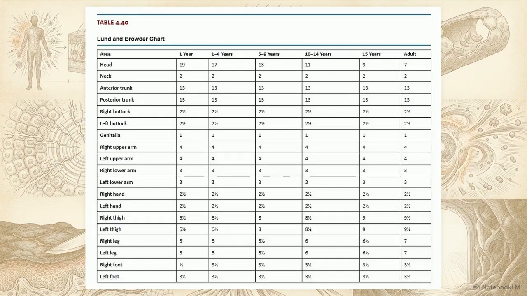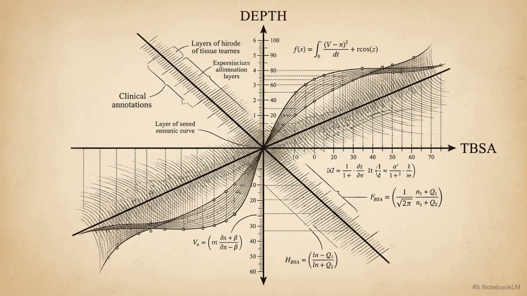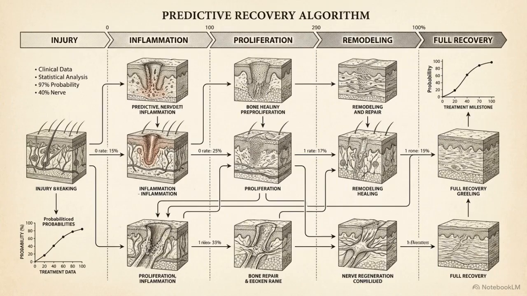This Lund and Browder chart provides the mathematical precision required for specialized care. This is an absolute necessity for pediatric patients. As a child ages, the surface area proportions of their head and legs change significantly, requiring exact mathematical compensation to avoid lethal miscalculations. By intersecting the depth grading with the precise TBSA percentage, the clinical team locks in a specific mathematical algorithm that will predict the patient's entire trajectory of survival.